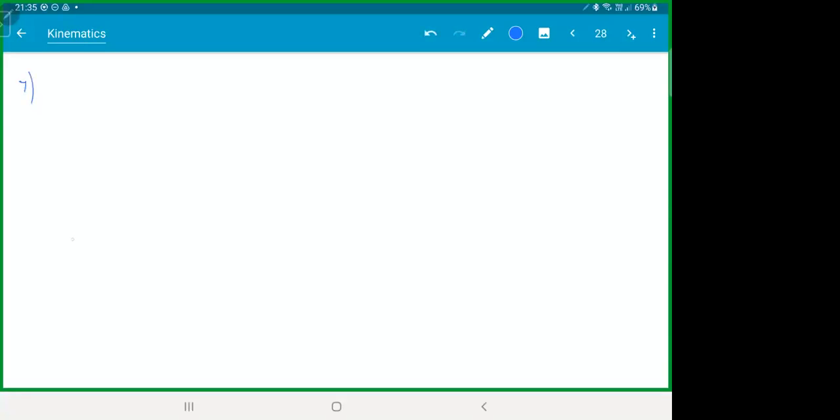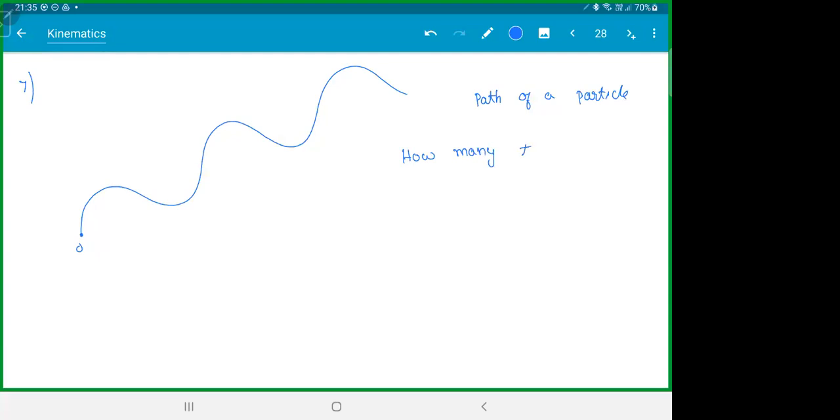So a particle is traveling, let's say like this. This is the path of a particle, starting from this point to. How many times does the average velocity and instantaneous velocity become parallel?